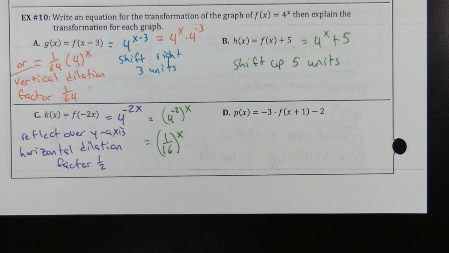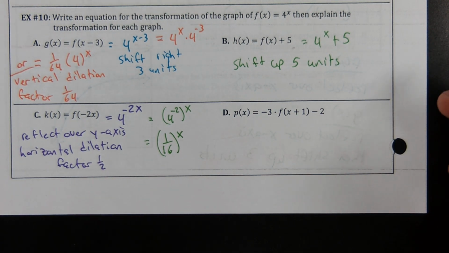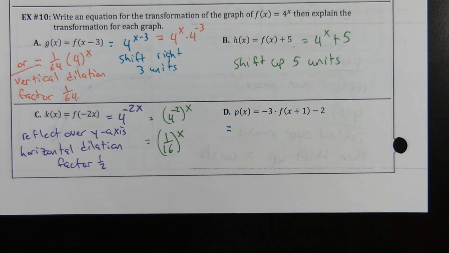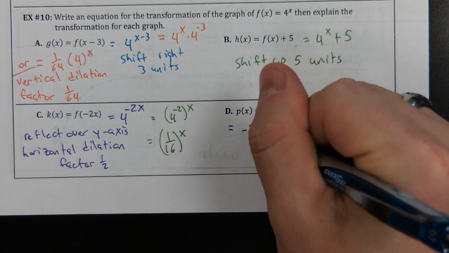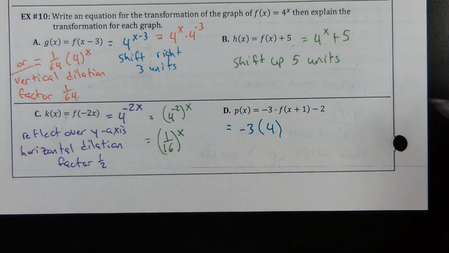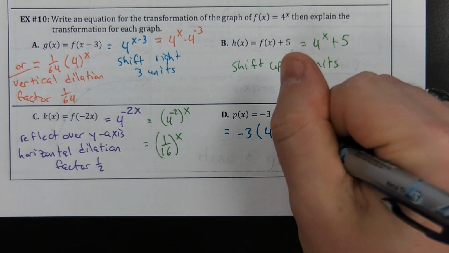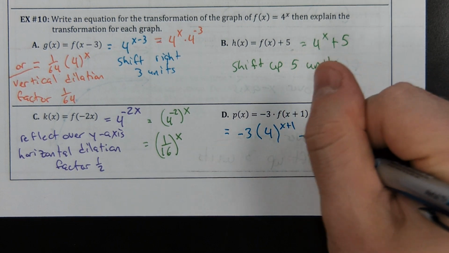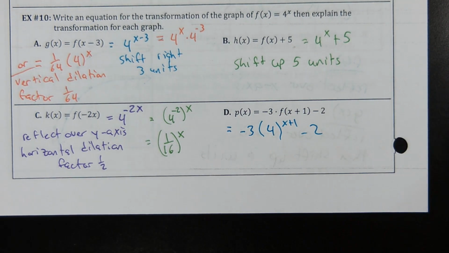And this last one. Whoa. Dropping F-bombs. Put a negative 3 on the front. Replace the x with an x plus 1. Strap a minus 2 to the end of it. There it is.